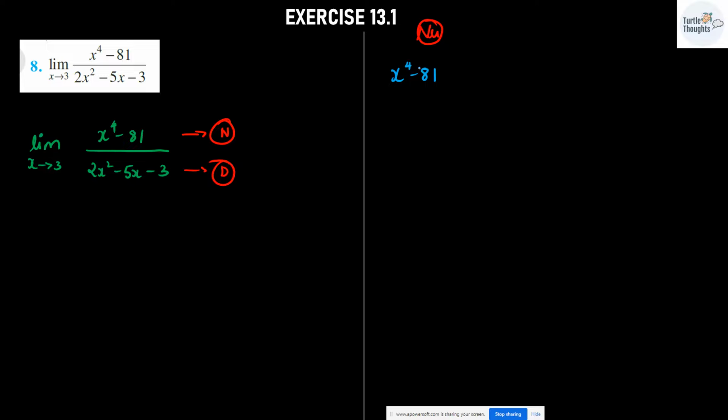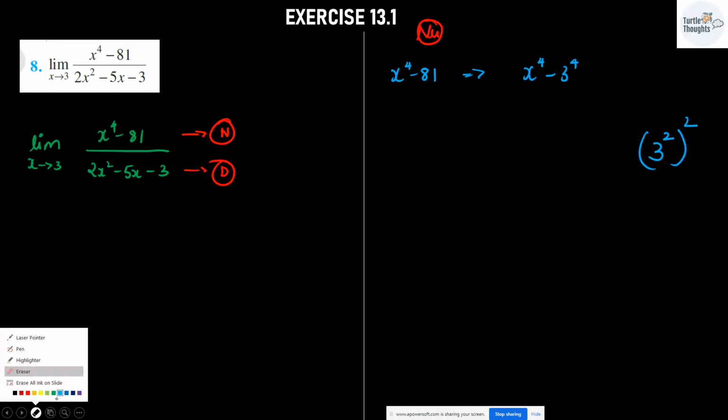Now, 81 and x to the power 4. Anyway, can you write and simplify? Do you see any other way? 3 to the power 4, sir. Yes, the same thing. X to the power 4 and 81 is nothing but 3 to the power 4. So I can write this as 3 raised to the power 4. Now, 3 raised to the power 4 can be written as 3 raised to the power 2 whole raised to the power 2, because a raised to the power b raised to the power m can be written as a to the power bm. We have studied this in exponents and powers.